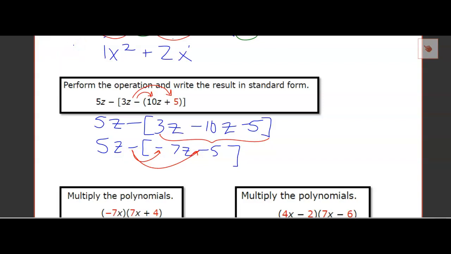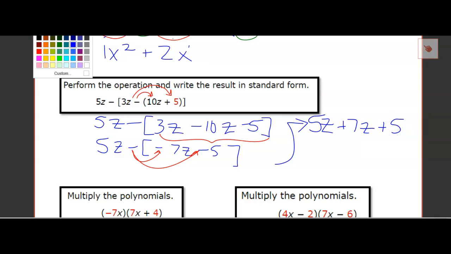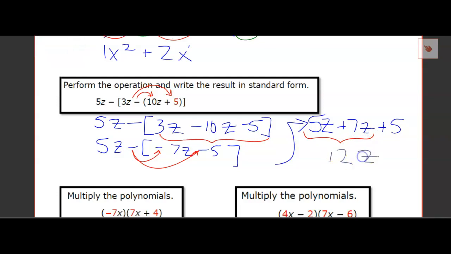When I do that, that grouping symbol is gone and I'm left with the 5z up front. The negative times the negative 7z, when I distribute that, becomes a positive 7z. And the negative times the negative 5 gives me a plus 5. There's one last thing I can do, and that is combine the 5z and the 7z. What does that give us? Well, the final answer should be 12z plus 5. If you got that, then you are on the right track.